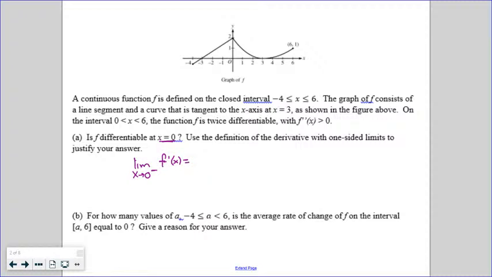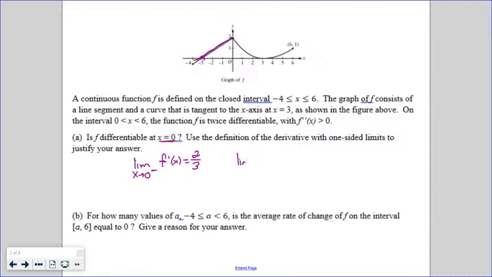So the slope of the tangent line as we approach 0 from the left, that would be this piece right here. If I can find some nice points here, we've got a point here at -3, 0, and at 0, 2, so that would be up 2, to the right 3, so it would have a slope of 2/3. So I can find the exact slope on the left-hand side.